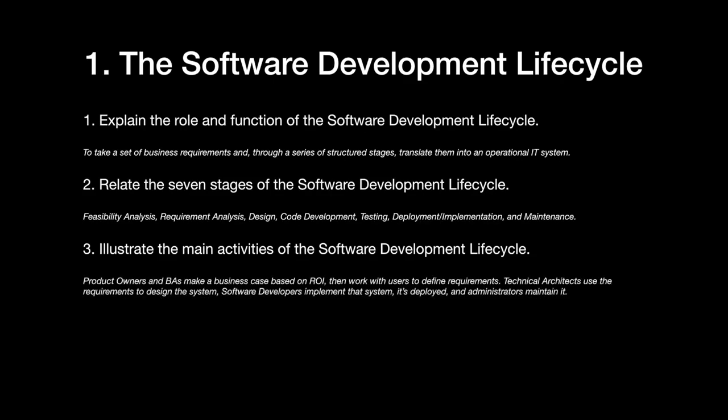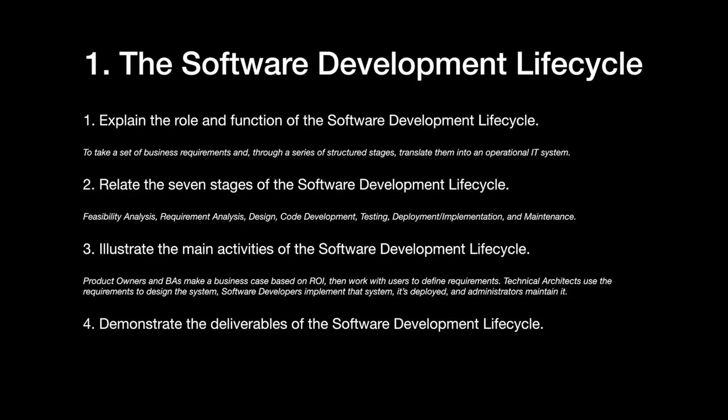Illustrate the main activities of the software development lifecycle. Product owners and BAs make a business case based on return on investment. Then they work with the users to define requirements. Technical architects use the requirements to design the system, and software developers implement the system, it's deployed, and administrators maintain it.